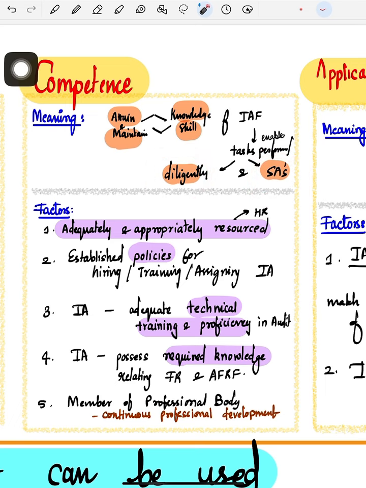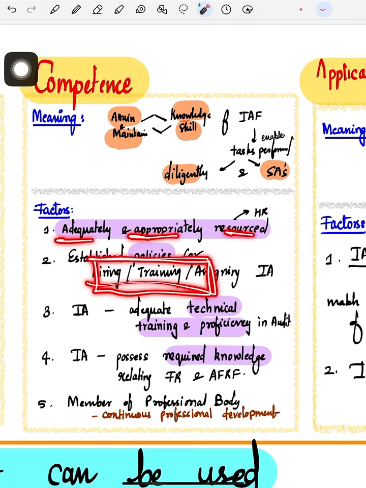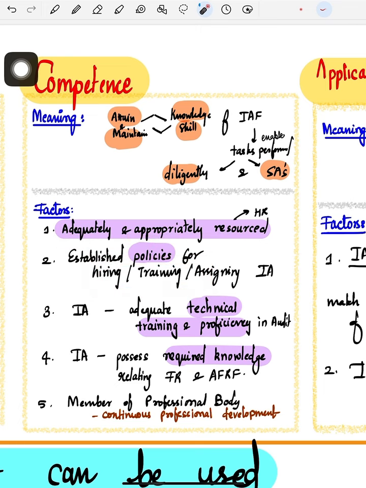Okay, so basically the internal auditor should be a competent member of ICAI. That is one point over here. The auditor should be a competent member of a professional body, that is the Institute of Chartered Accountants of India. In this also there are some factors. First and foremost, the function should be adequately and appropriately resourced. The internal audit function is an entire department and it should be adequately and appropriately resourced.